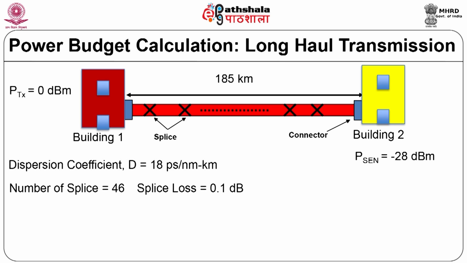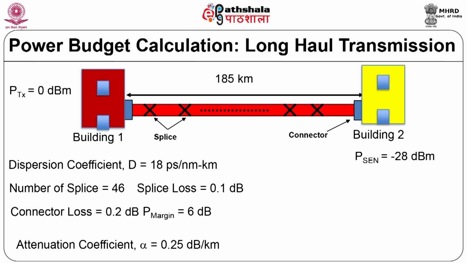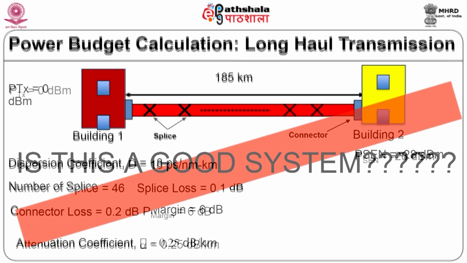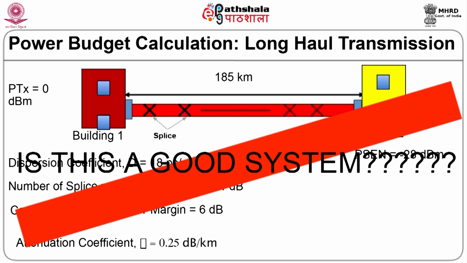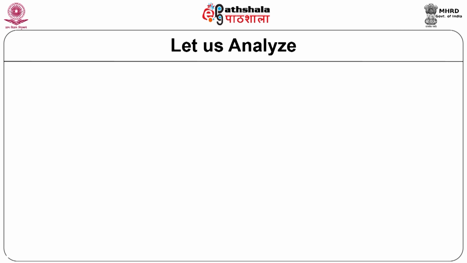Number of splices are 46. Splice loss is 0.1 dB. Connector loss 0.2 dB. Margin 6 dB. Attenuation coefficient alpha 0.25 dB per kilometer. So, is this a good system? Ptx 0 dBm, P sense minus 28 dBm. With all these considerations, what we have to see is how to design this as a good system. Now, let us analyze the different parameters.